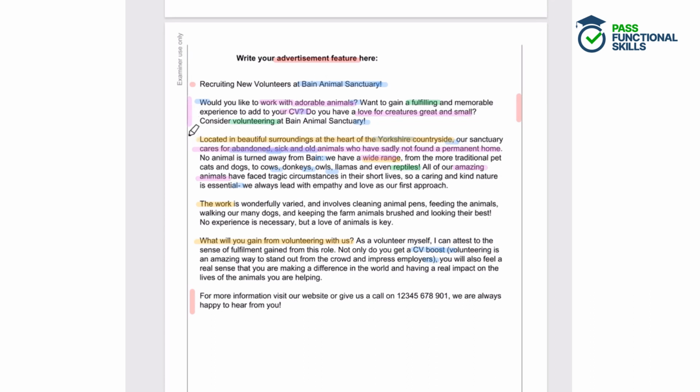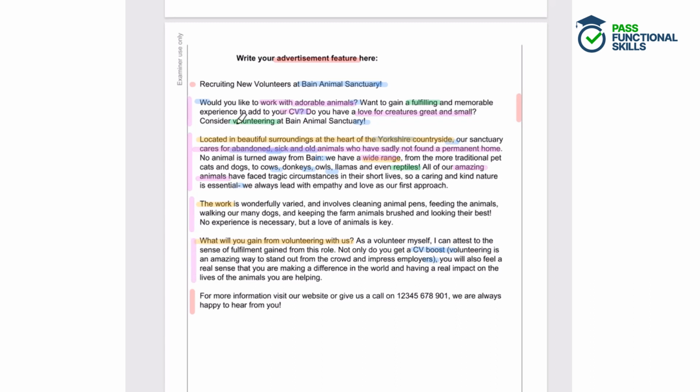We've then got an explanation of where the sanctuary is and some of the experience that is required here is talked about in the next paragraph. We've got details about the animals in there as well. So we've got an explanation of what the sanctuary is like, and then we're moving on to talk about the work that is involved in caring for these animals. So the work is varied, and then explaining what you'll do, and then finally what will be gained.